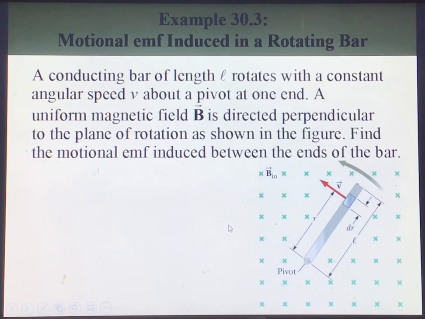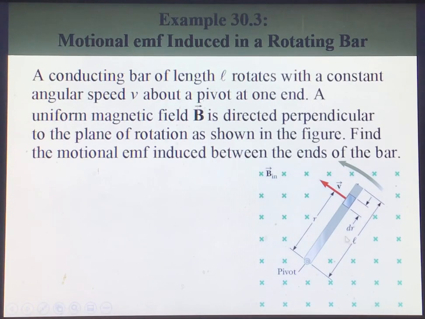All right. Now let's also look at example number 30.3. This is an example of a motional EMF induced in a rotating bar. Now we have a conducting bar of length L that rotates with a constant angular speed omega about a pivot at one end. A uniform magnetic field B is directed perpendicular to the plane of the rotation as shown in the figure. Find the motional EMF induced between the ends of the bar.